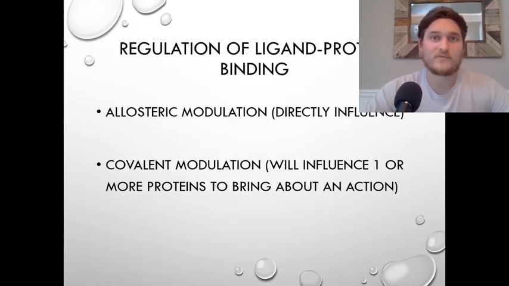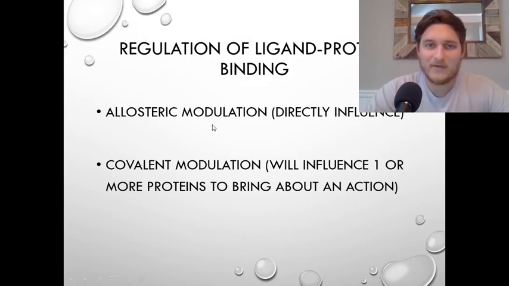We have other forms of regulation when it comes to ligand-protein binding. We have what's called allosteric modulation, which is a direct influence, and then covalent modulation, which will influence one or more proteins to bring about an action.